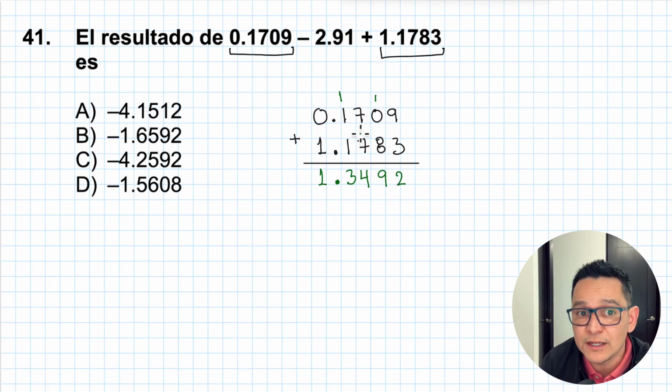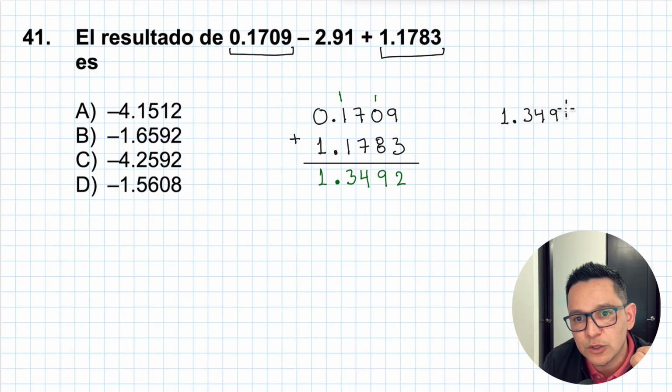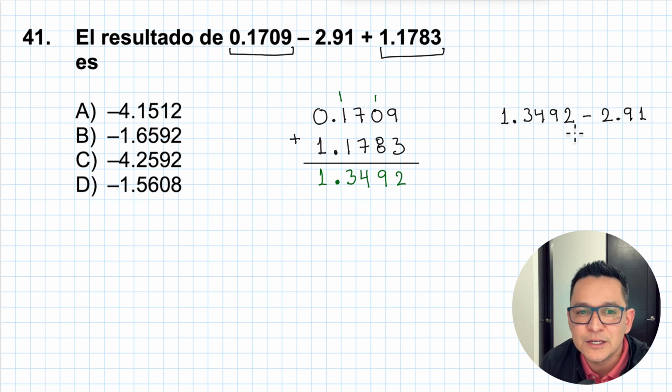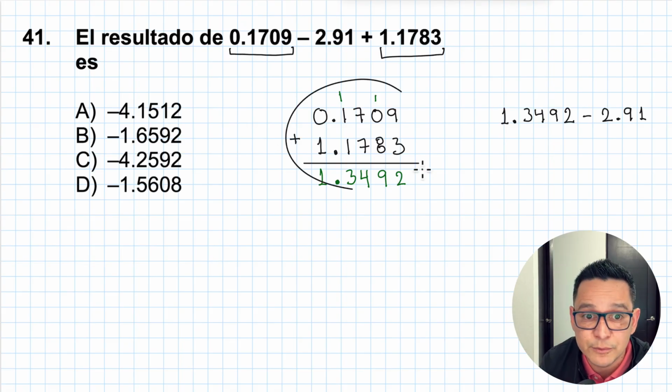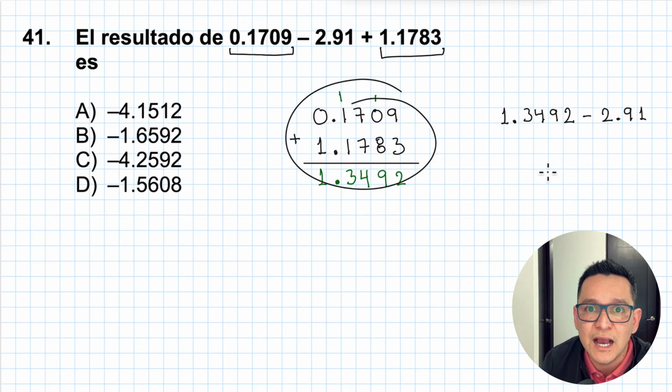Now what I still need to do is subtract this 2.91. So the operation I would have to do, let me write it here in black. So the operation would have to be 1.3492, which is what I got from adding those 2 positive numbers, minus 2.91. But look, we really can't do this subtraction directly. Why can't we? Well, because this negative number is actually bigger. Therefore, we can't do the subtraction like that. I can't just subtract it directly. With this process, I can't subtract a bigger number from a smaller number.